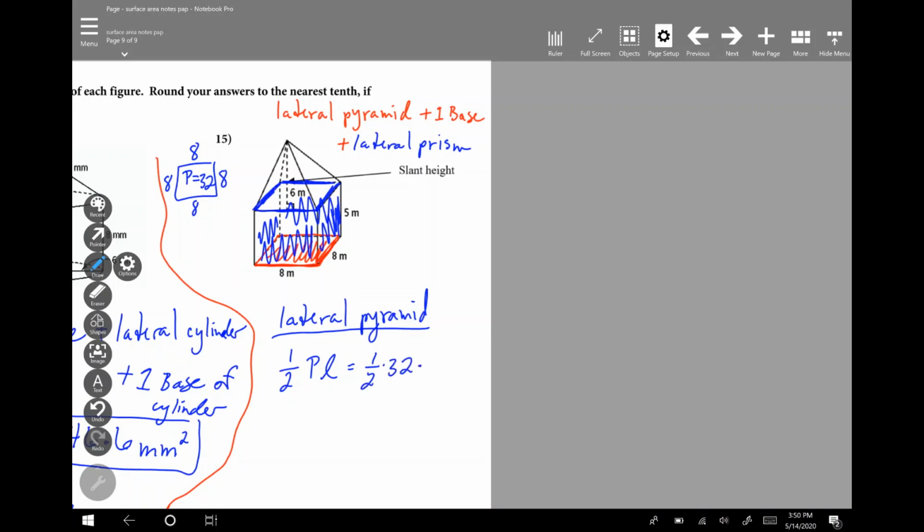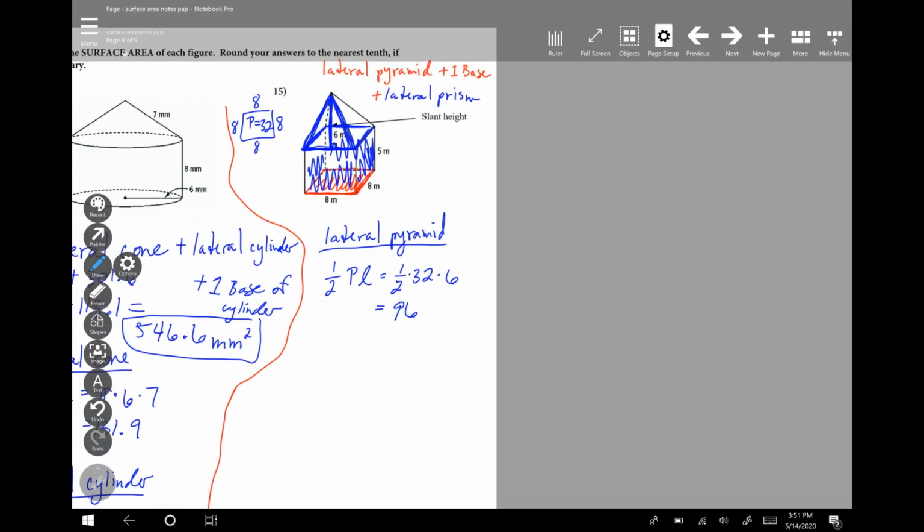And then our slant height, I know it's kind of confusing on this picture, but this 6 meters here is the slant height of this pyramid. It's the height of this triangular face right here that I'm tracing. So my slant height is 6, so times 6. So 1/2 times 32 times 6 is 96. So that's the lateral surface area of the pyramid.